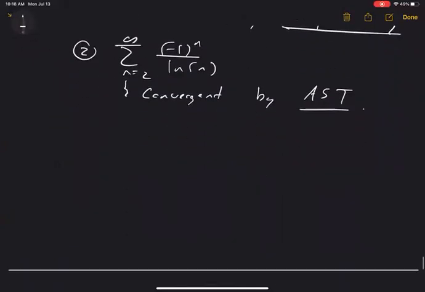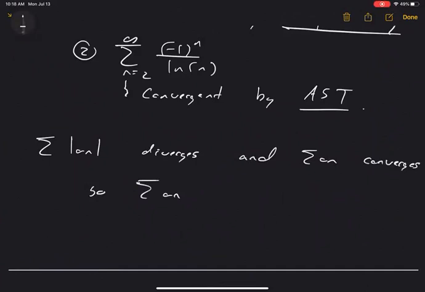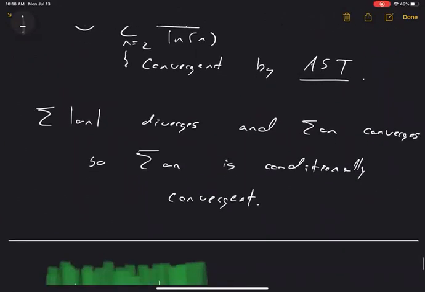So to wrap up this problem, if I had this problem on a test, I would have a sentence like this. I'd say series of absolute values diverges and the original series converges. So the series is conditionally convergent. And again, this wrap-up sentence is important. You should have that. Okay.